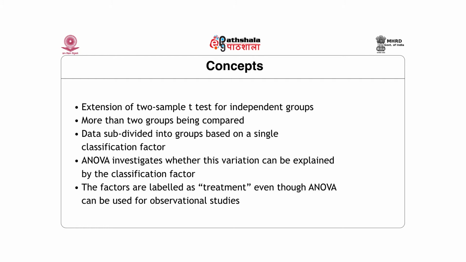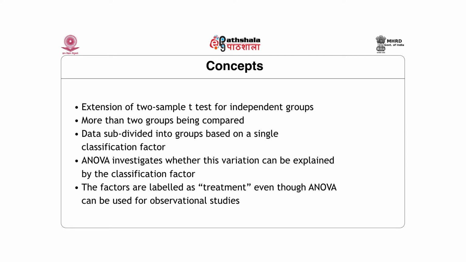So basically what happens is, based on that classification factor, you are subdividing the data into groups, as many groups as the levels of the factor, and then using ANOVA, you are going to investigate whether the variability can be explained by the classification factor. So these factors are referred to as treatments, though in many circumstances you can use ANOVA in the context of an observational study.